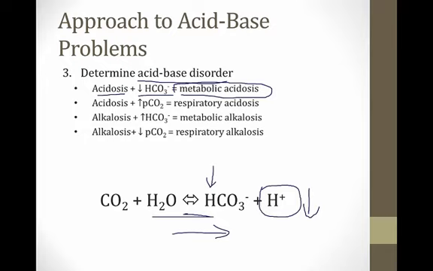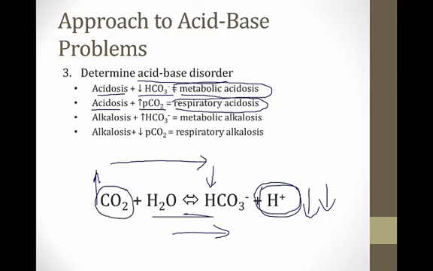If you have an acidosis and a high PCO2, that's called a respiratory acidosis. So again, we look at our equation. If the PCO2 level is high, it will drive the equation this way and create more H plus ions. That will lower the pH and give you an acidosis. So acidosis and alkalosis problems that come from the carbon dioxide level are called respiratory.